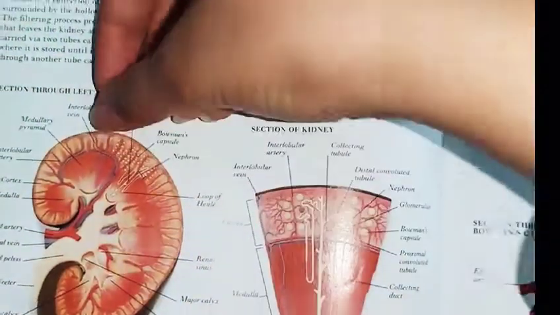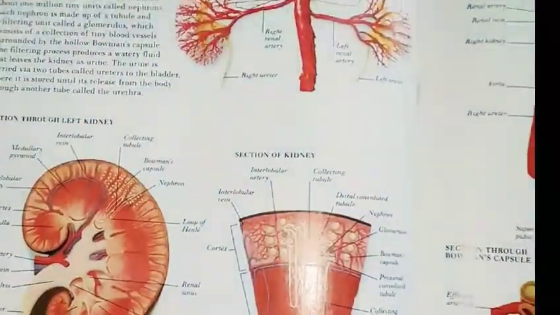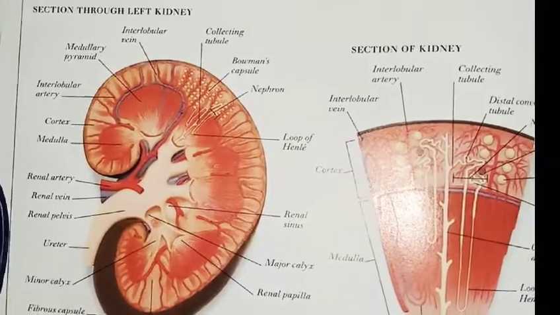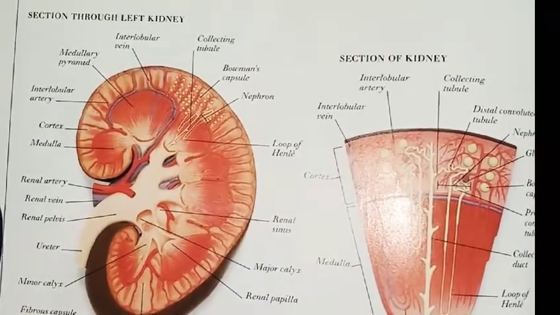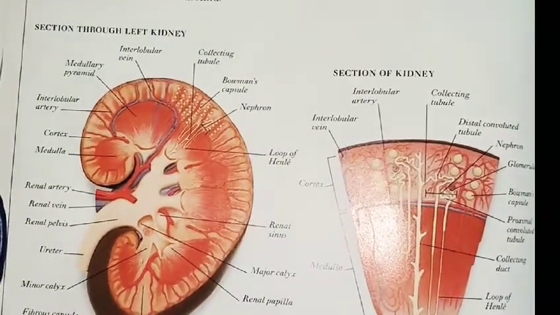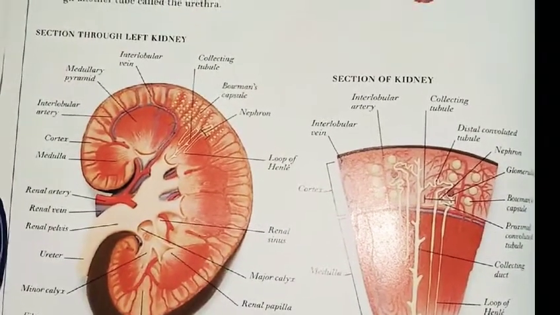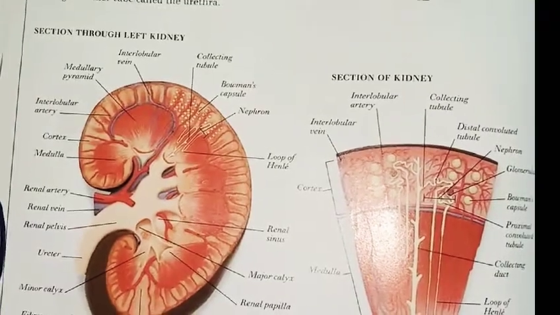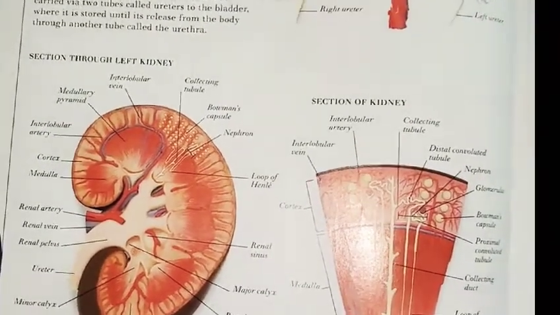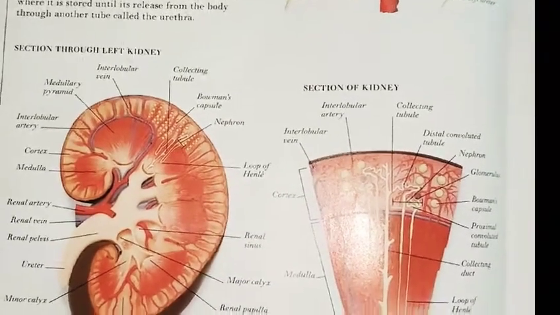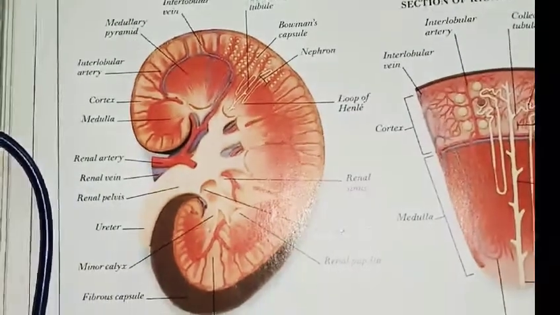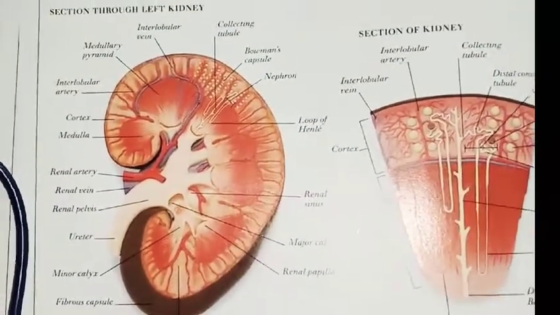You can see the capsule drawn here. On the concave side there is an opening called the hilus. The kidney is divided into the outer cortex and inner medulla, and the medulla is divided into a number of conical projections called the renal pyramids, and the calyces are the funnel-shaped structures here. So this is about our kidneys.